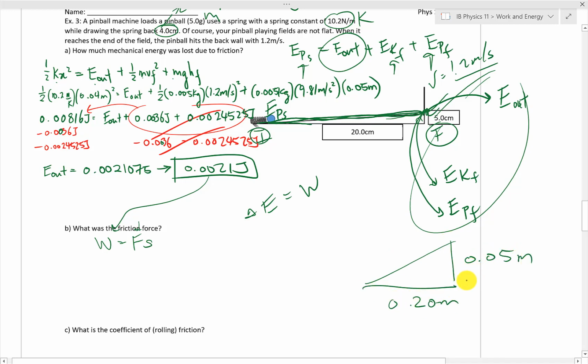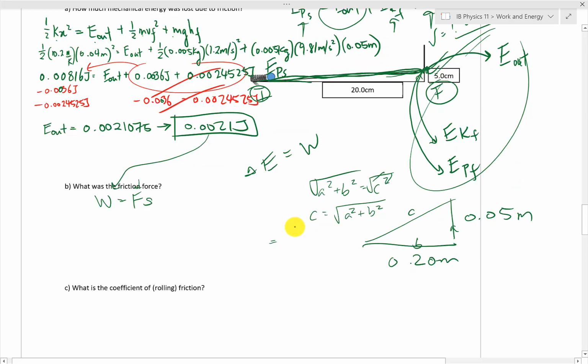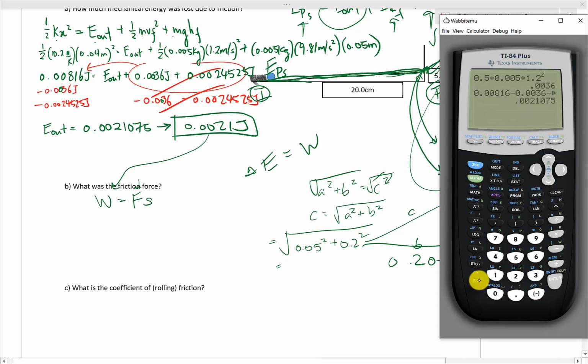So here I just wrote the sides in meters, and we know to find the hypotenuse, a squared plus b squared gives us c squared. And in order to calculate the hypotenuse, we need to take the square root of both sides, giving us c is equal to the square root of a squared plus b squared, which is just 0.05 squared plus 2.0 squared, all square rooted.